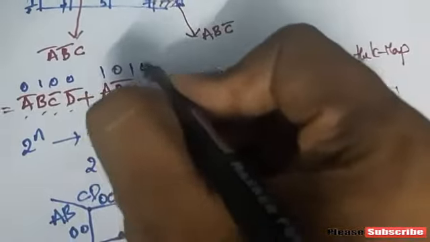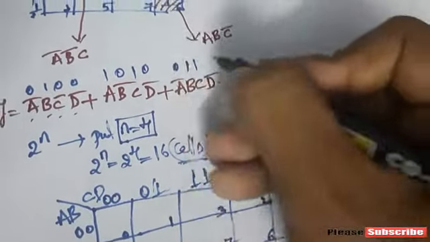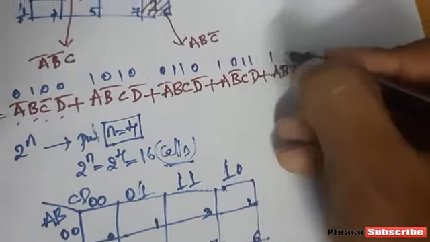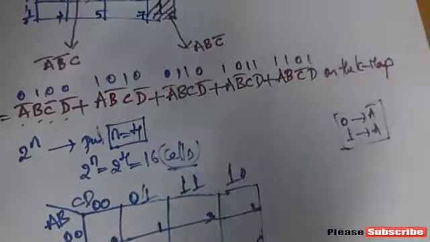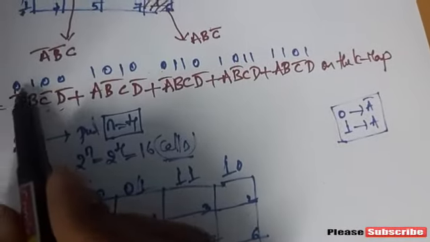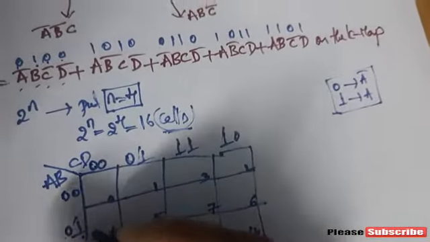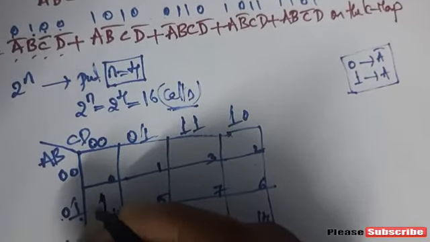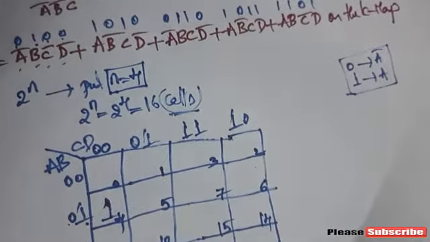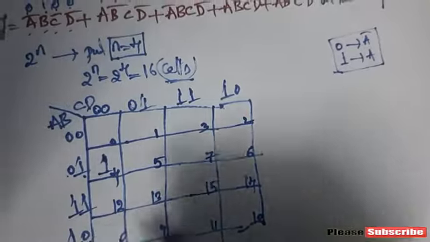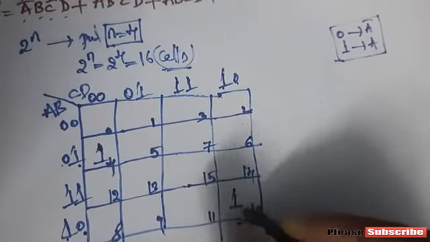Here we have 0 1 0 0, 1 0 1 0, 0 1 1 0, 1 0 1 1, 1 1 0 1. First you can see 0 1 0 0. Here we can represent the min term, that means in SOP form we have the 1. Next 1 0 1 0, here we can represent the 1.